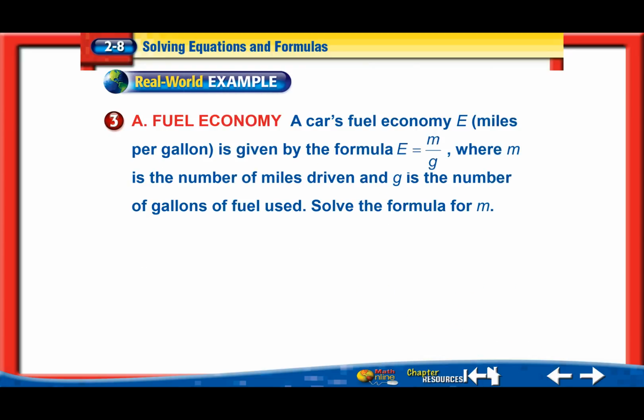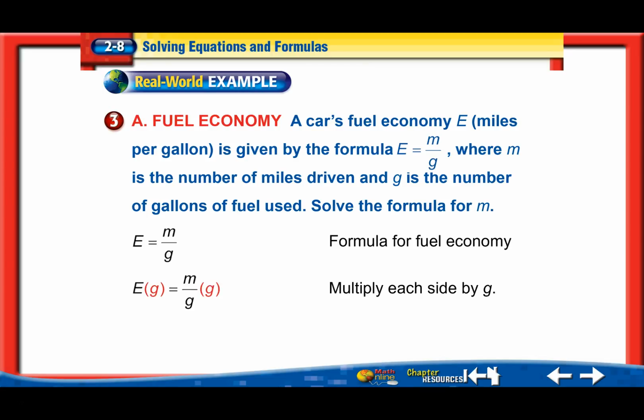All right, a car's fuel economy, E, in miles per gallon, is given by the formula E equals miles over gallon, where M is the number of miles driven and G is the number of gallons of fuel used. Solve the formula for M. So they gave me the formula. Now I just need to get M by itself. The only thing I can do is multiply both sides by G, since it's divided by G. And that gives me EG equals M. So economy times gallons equals miles.